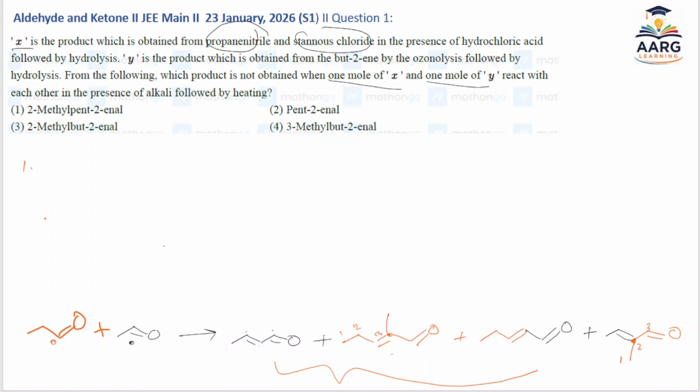I said when two aldehydes react, it gives 4 products. But this is not always true.